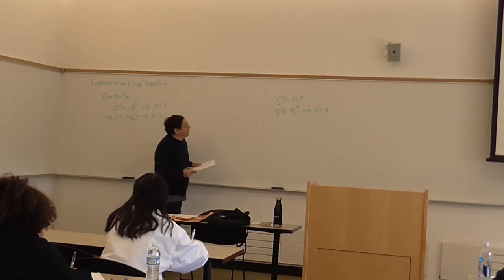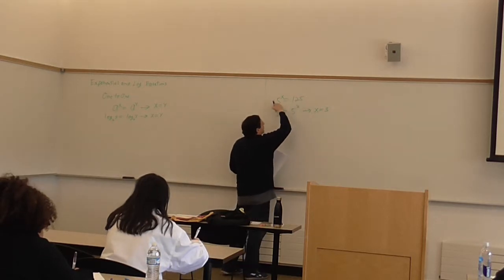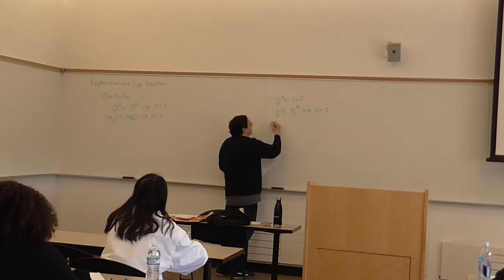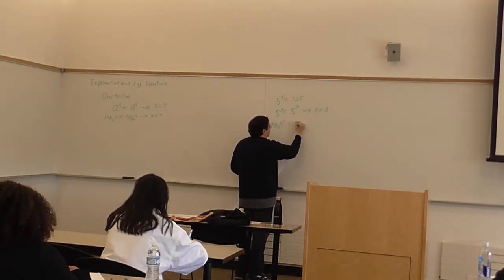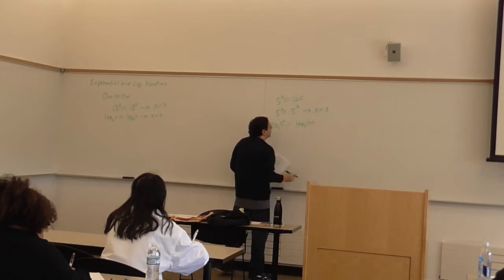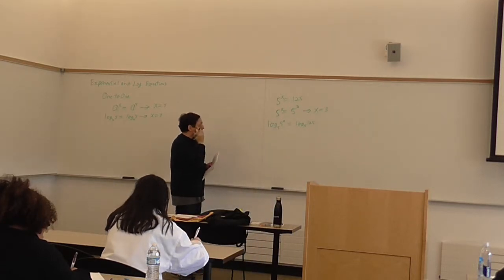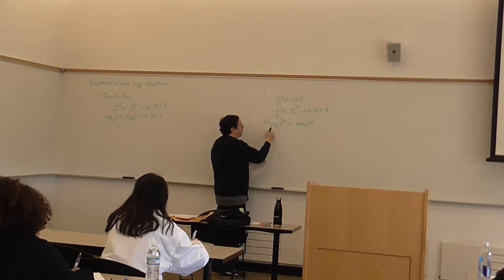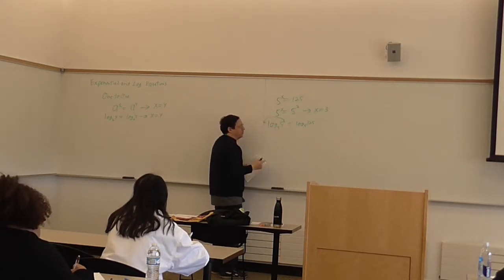The other way I might do this, I might look at my original expression and say, well, let's find the log to the base 5 of both sides. Log to the base 5 of 5 to the x equals log to the base 5 of 125. Now here I know I can move the x over, and log to the base 5 of 5 is again 1. So this is just x.